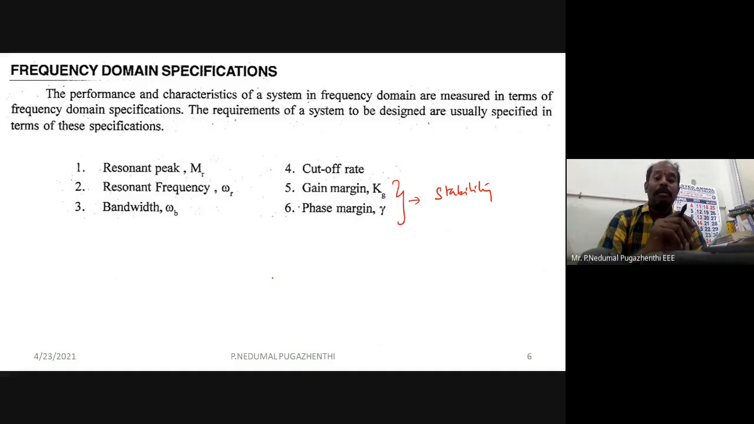Here, your bandwidth should be very large to make your system respond faster. That is, your rise time will be faster, and your settling time will also be faster. Then comes your gain margin and phase margin. To make your system stable, your gain margin and phase margin should be positive.